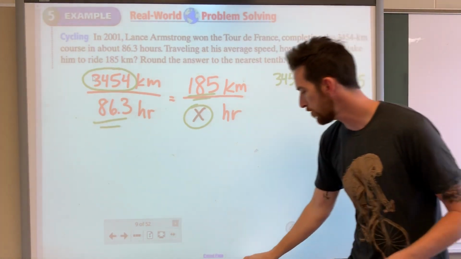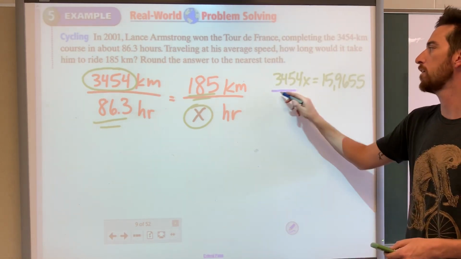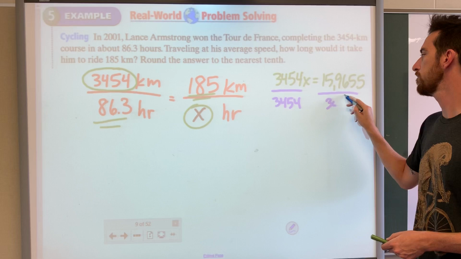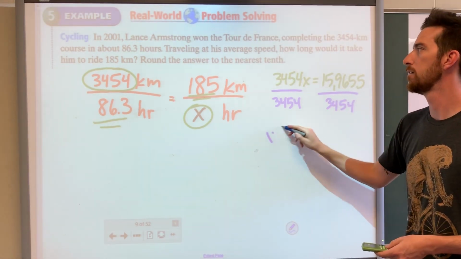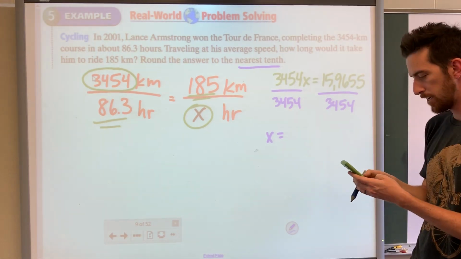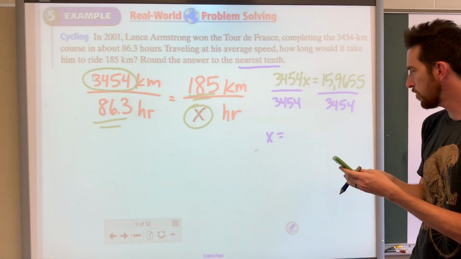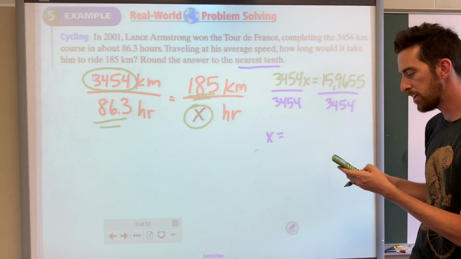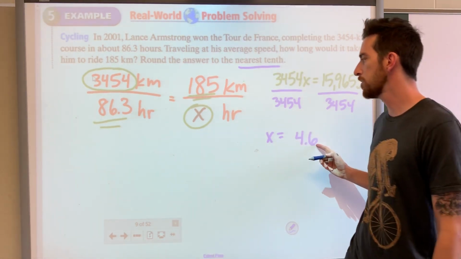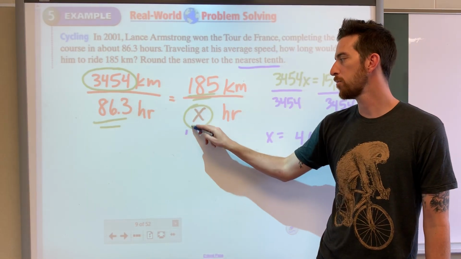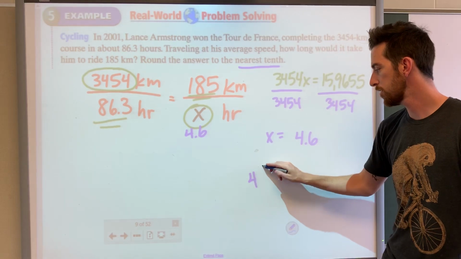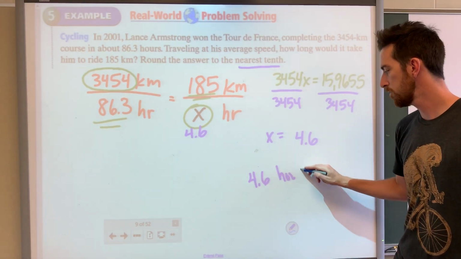Yes, we divide by 3,454. And it says we're going to round to the nearest tenth. So divided by 3,454, 4.6. Now look back to where this was. That's x. So 4.6 hours.